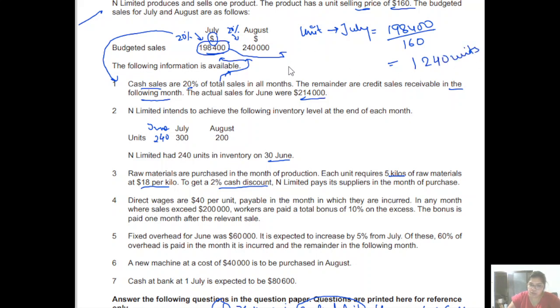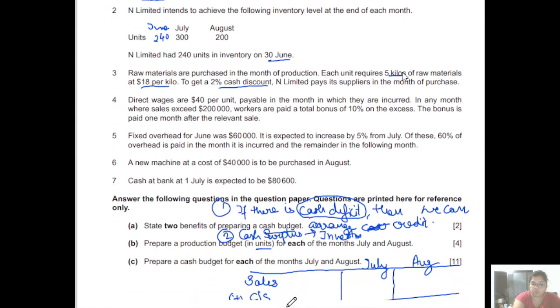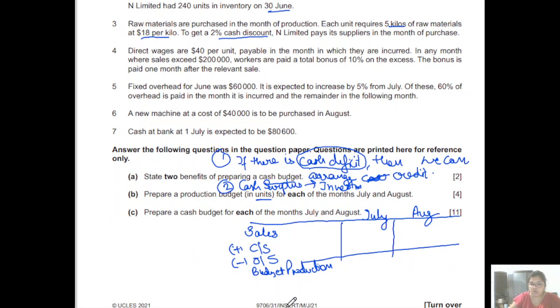In the same way, you have to do it for the month of August, that is 240,000 divided by 160, that will become 1500 units. Okay, I think this information is enough for you. So you can use the sales units for preparing your production budget. For the month of July, your sales unit is 1240, and for the month of August your sales unit is 1500.